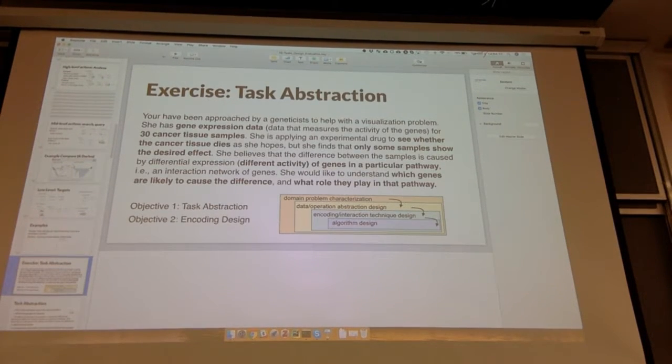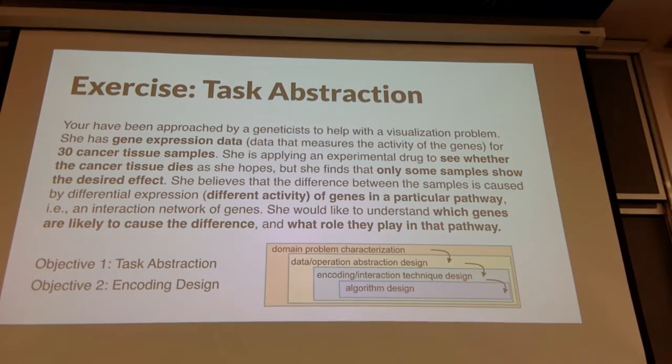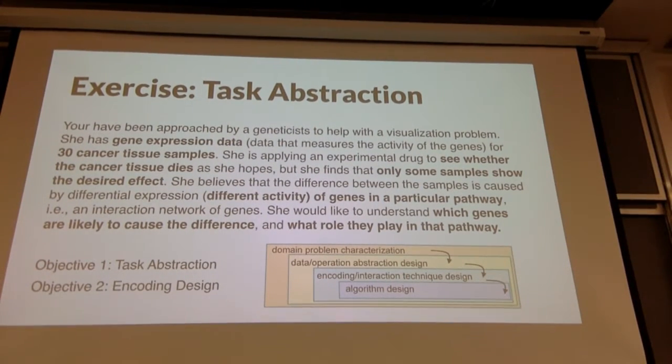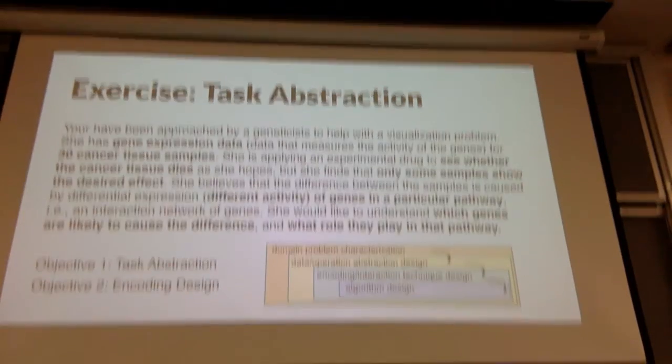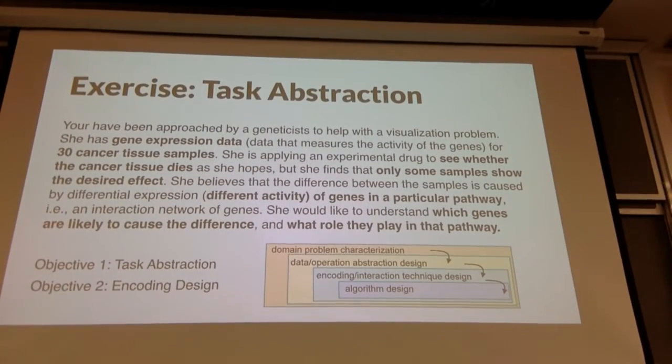So now I want to do an exercise, a task abstraction exercise. This is a little bit of a complex task, but I've tried to articulate it, and you'll get a handout about it. You've been approached by geneticists to help with a visualization problem. Here's gene expression data that measures the activity of the genes for 30 cancer tissue samples. She's applied an experimental drug to see whether the cancer tissue dies as she hopes, but she finds that only some samples show the desired effect.